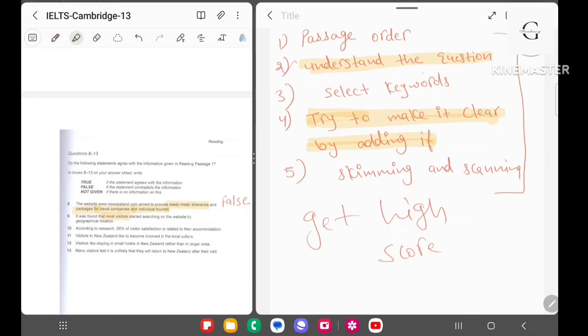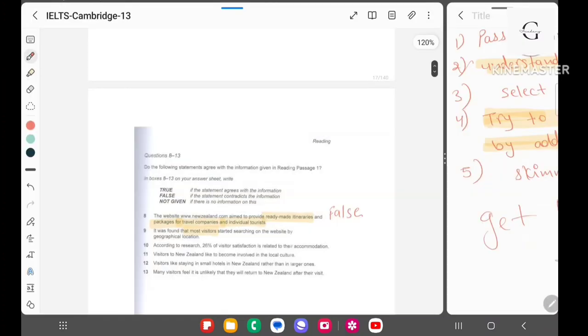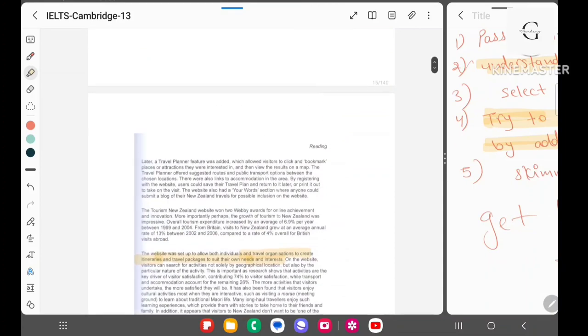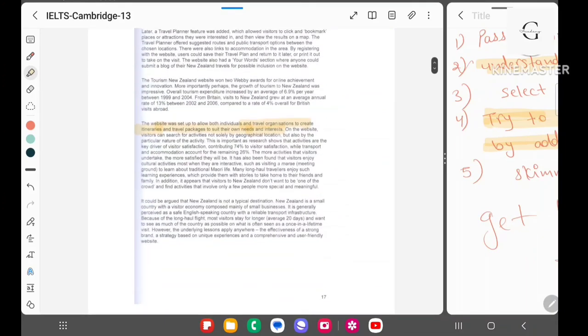Let's do the skimming and scanning now. So my keywords are most visitors, searching website, geographical location, and I have a strong clue that my answer will be after 8th. So I got my answer 8 here. So now I'm going to look just below it. So on the website, visitors can search for activities not solely by geography. Yeah, so all my keywords I just found here. Okay, so now I have to do the scanning.